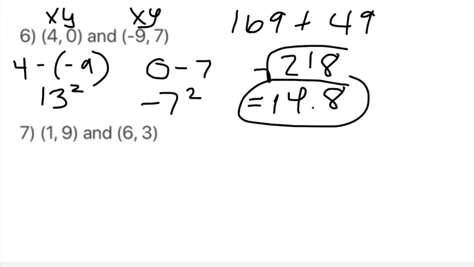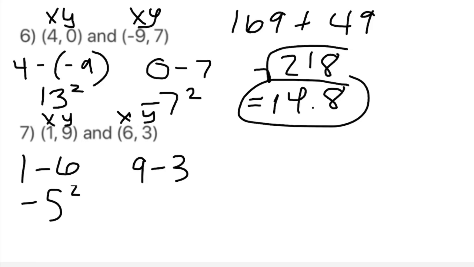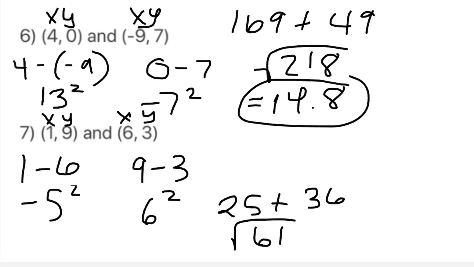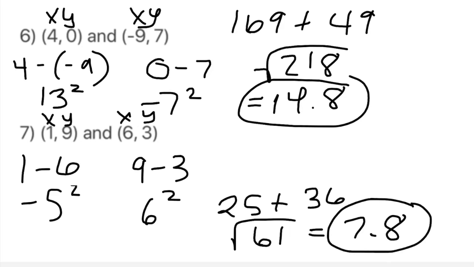So for number 7, again, we are labeling x and y. Finding the distance between our x, 1 minus 6 is -5 squared. Finding the distance between our y, 9 minus 3, which is 6 squared. We have 25 plus 36, which is 61. The square root of 61 is approximately 7 and 8/10. And that is the distance formula.